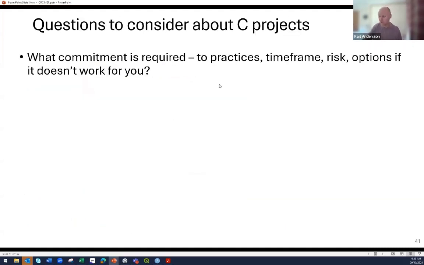If you're considering these things, then you want to ask questions of yourself and a potential provider about what commitment is required to those practices and how long, and what risks that might entail, or options if it doesn't actually work out for you, and what costs are involved. The starting point is really important, so you need to understand where you're at. Would they help you take preliminary measurements? I know some do.